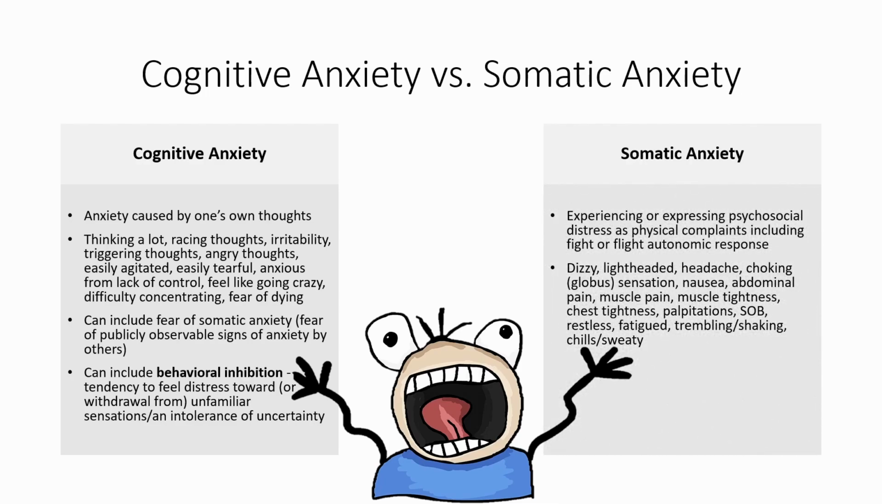Cognitive anxiety can lead to behavioral inhibition, in which patients feel distress toward unfamiliar sensations or uncertainty and can lead to avoidance. Somatic anxiety is the physical component of anxiety and includes many symptoms, including dizziness, headache, nausea, abdominal discomfort, muscle tightness, shortness of breath, and heart palpitations. In GAD, these are typically triggered by cognitive anxiety.